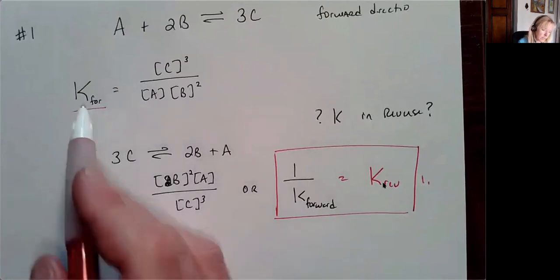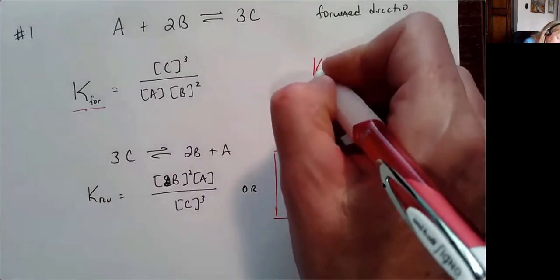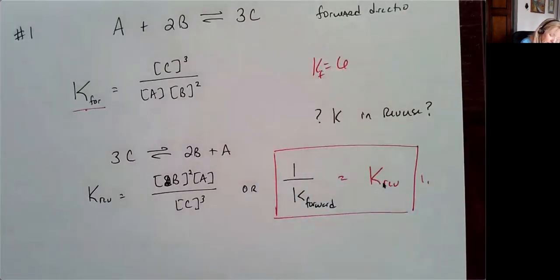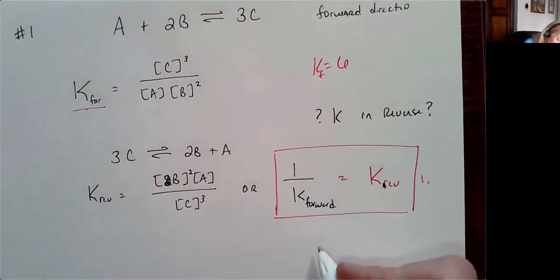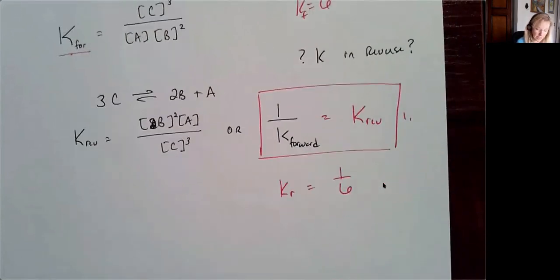So if I'm given this value, let's say K here was 6, forward, and I want to know what would be my K value if I'm looking at this reaction in reverse, then my K in reverse would be 1 over 6. All right, that's the first one.